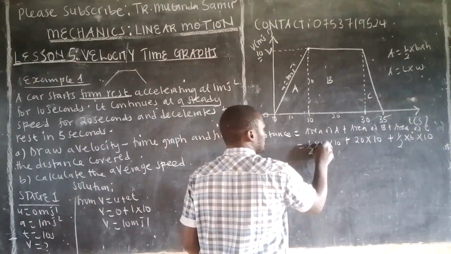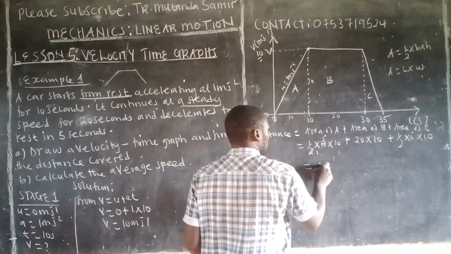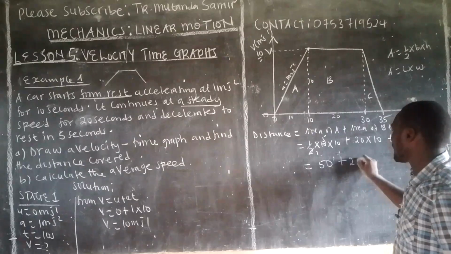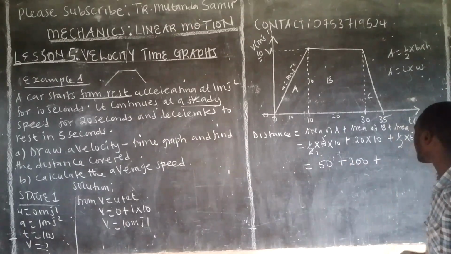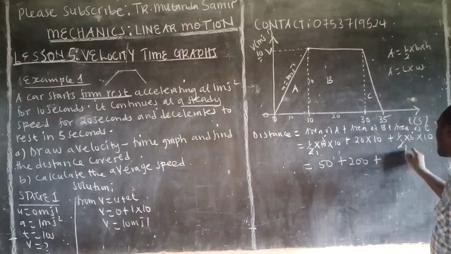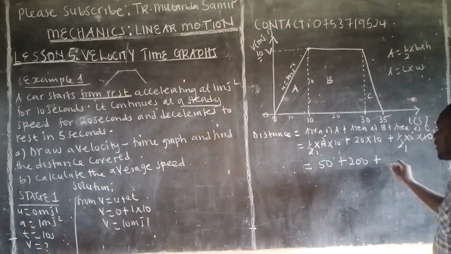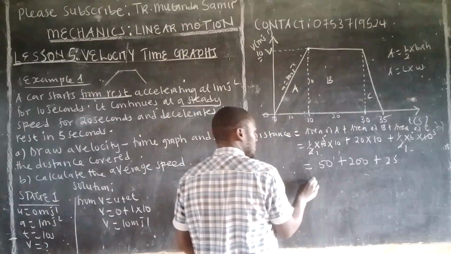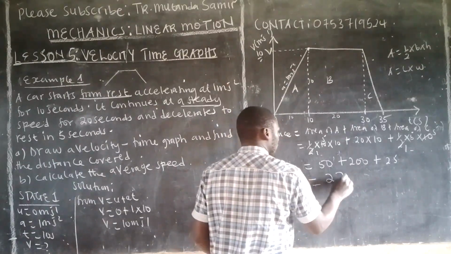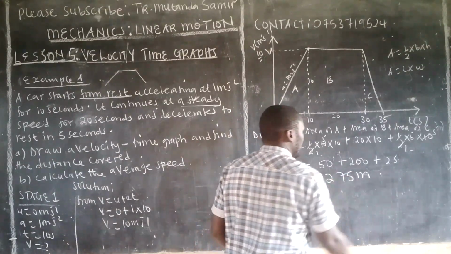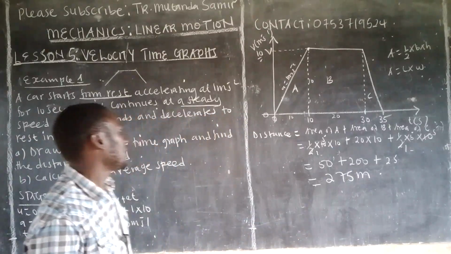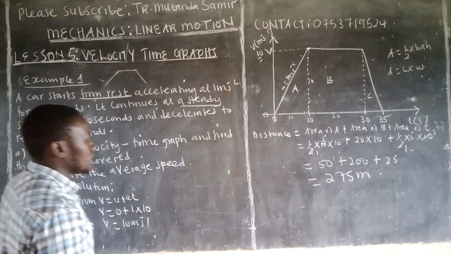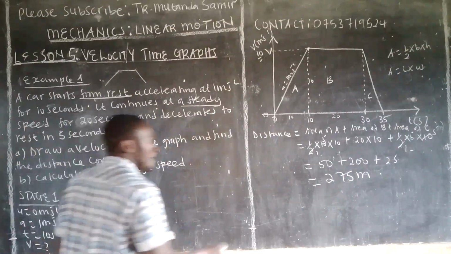So this and this will cancel to give us 5. So in the first part we have 50 plus, this time this will give us 200 plus, okay, this and that gives us 25. So your total distance here will be 275 meters, the total distance covered. It is just something simple. Okay, good. Lastly, that's part B.